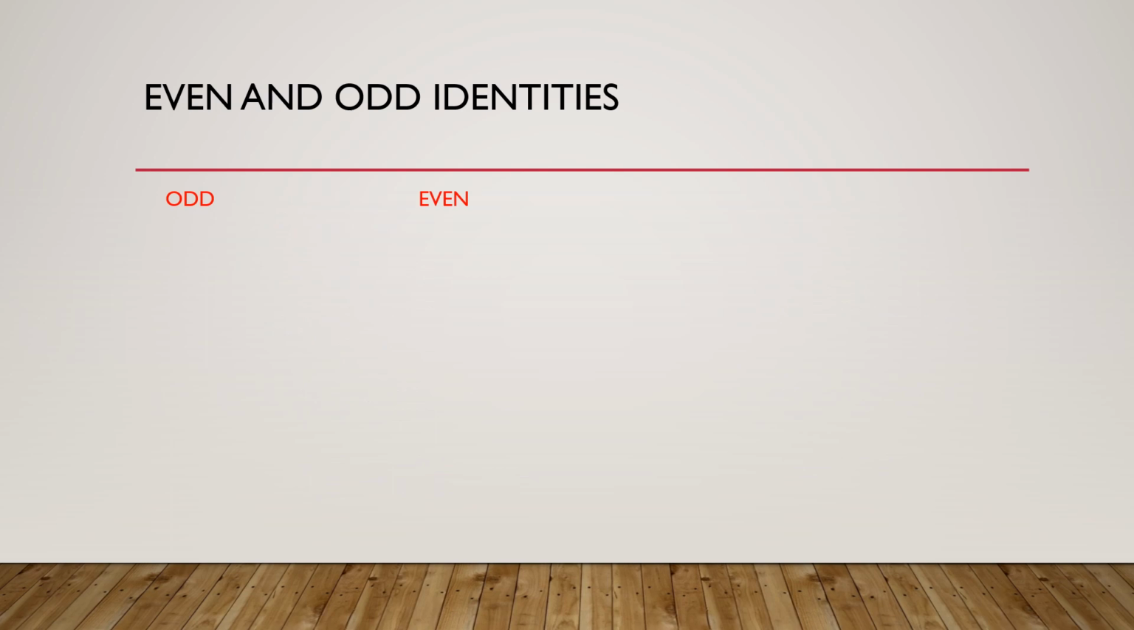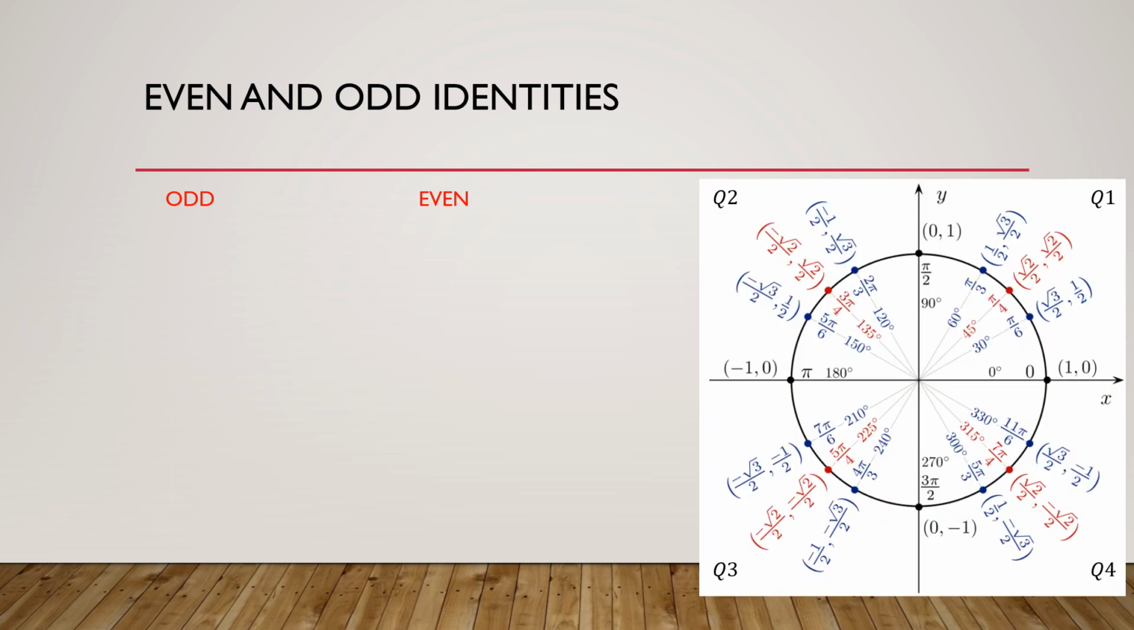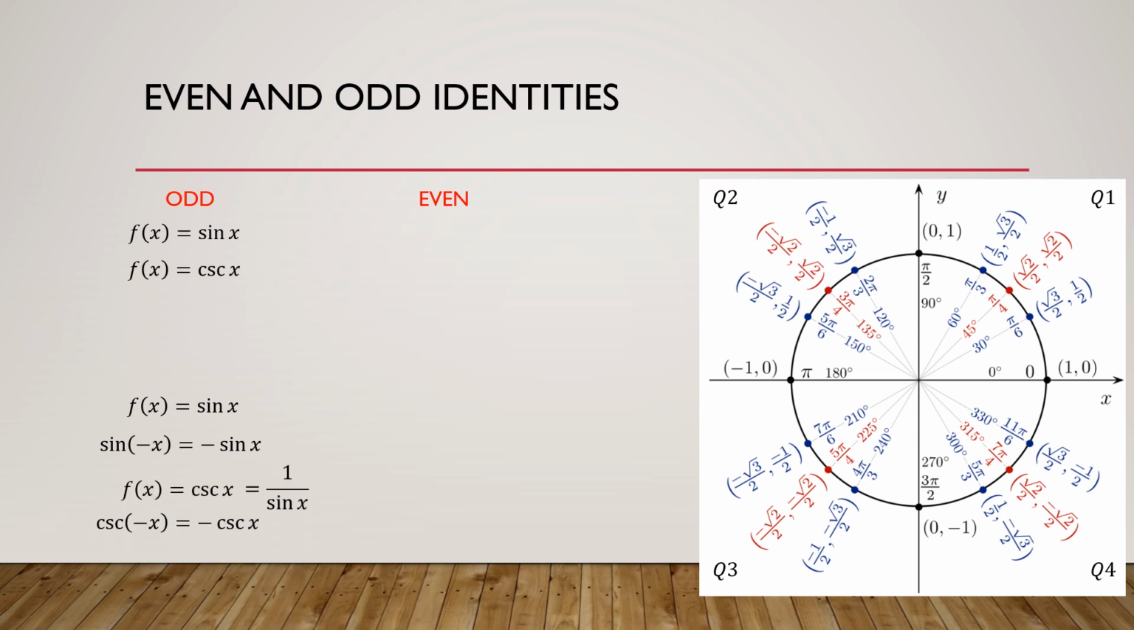Next, let's evaluate the trigonometric functions and relate the negative functions to the positive. For this, we will use the unit circle. For all sine functions, note that sine is positive in quadrants 1 and 2. This means sine of all negative x's is equal to negative sine of x. This makes sine an odd function. Since cosecant is 1 over sine, it is also an odd function.